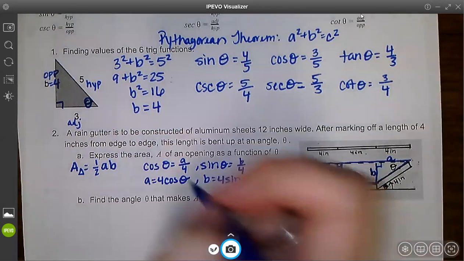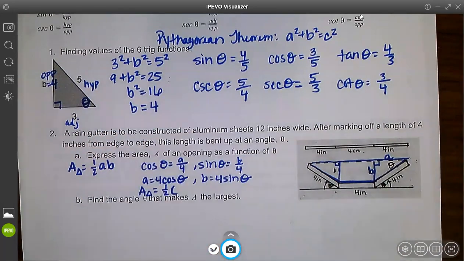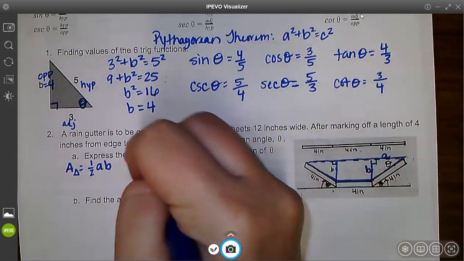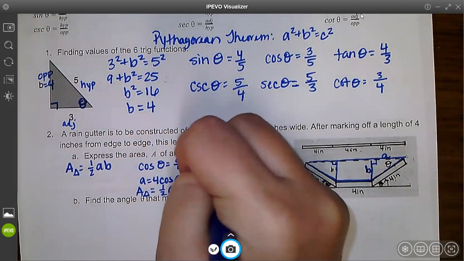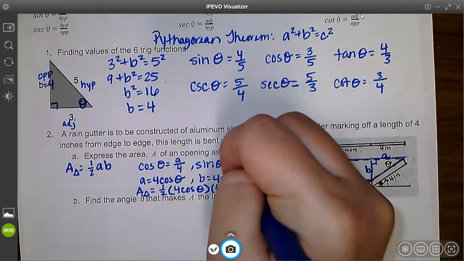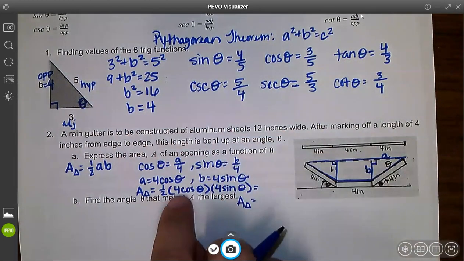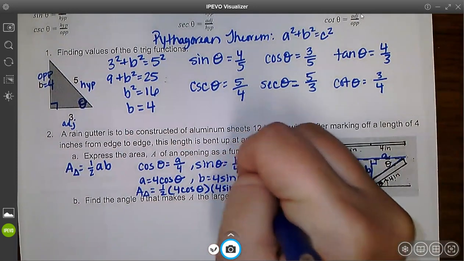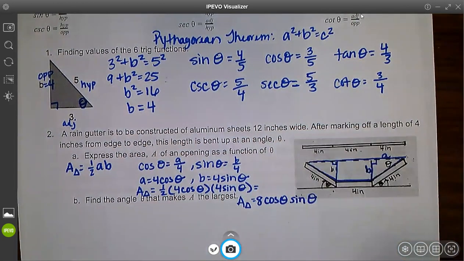That's where we get this formula. The area of my triangle is 1/2, and for a, I'm plugging in 4 cosine, and for b, I'm plugging in 4 sine. So 4 cosine of theta times 4 sine of theta. When you simplify that, 1/2 times 4 is 2, times 4 is 8. So I have 8 cosine of theta sine of theta. So that's the area for one of our triangles.